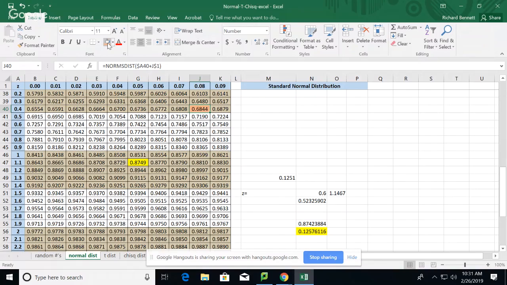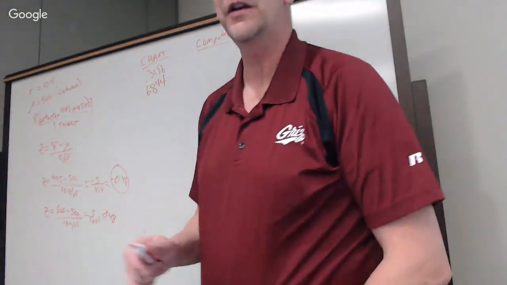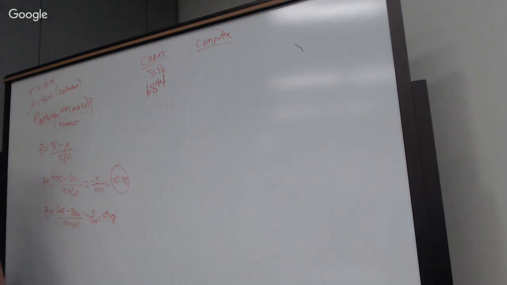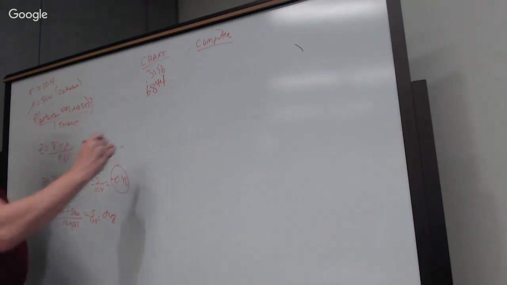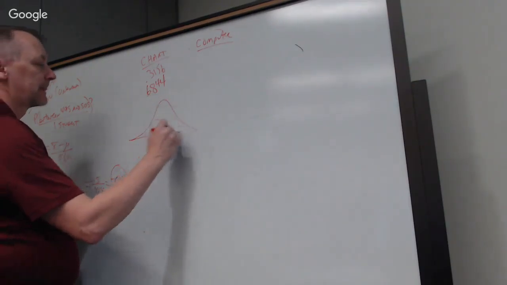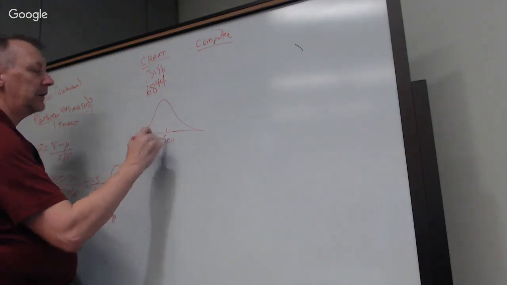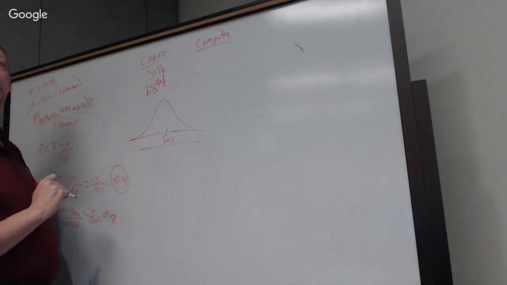So how do I finish this? What would Rick do? Okay, you guys are still forgetting to do that. Hey, what am I drawing? A bell curve, right? What's the mean? 500. I'm going to convert that mean to a score of?